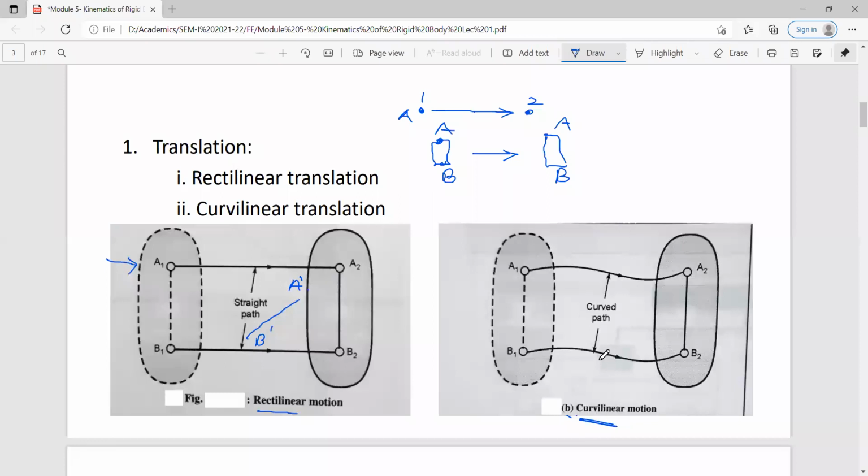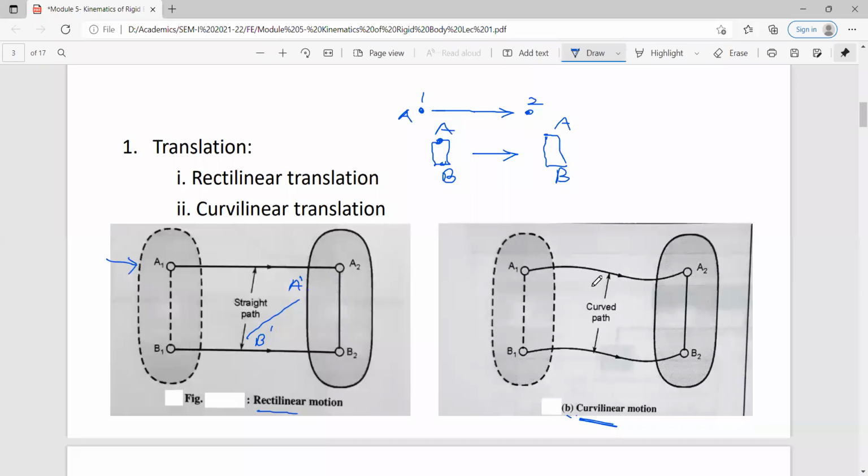So what happens in this? The path of the particles is a curve instead of a straight line. So the whole body will move like this. But what will happen? The line which was vertical, which was drawn between particles A1, B1, will always remain vertical in any position during the journey as well as in the final position.